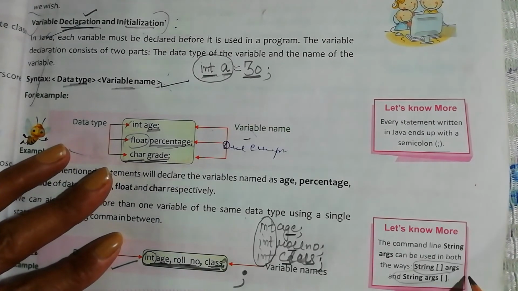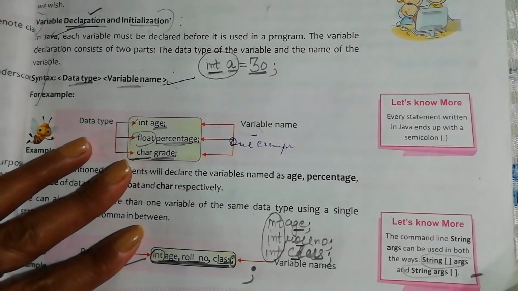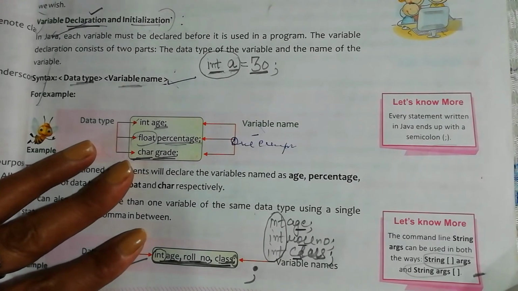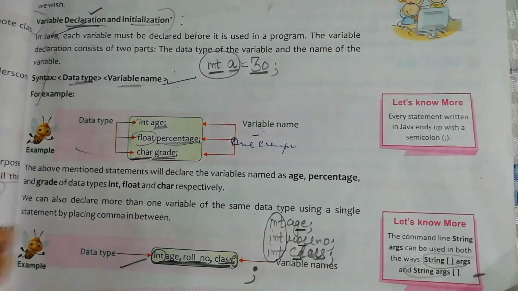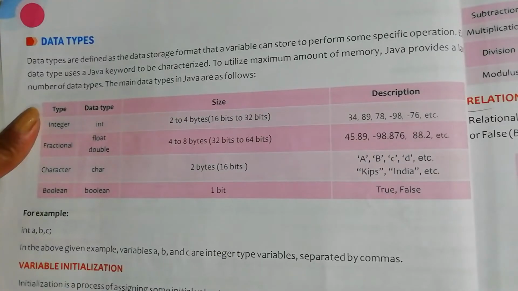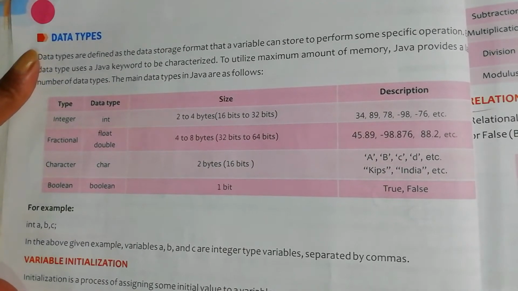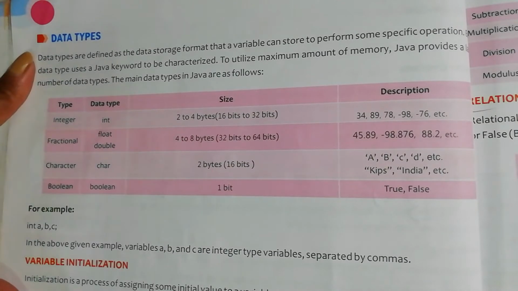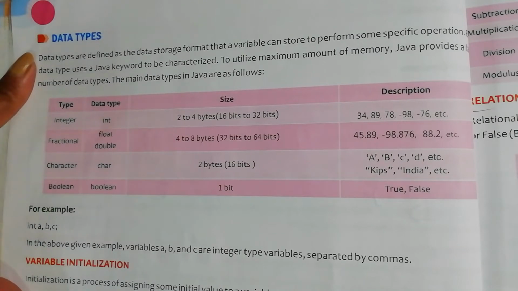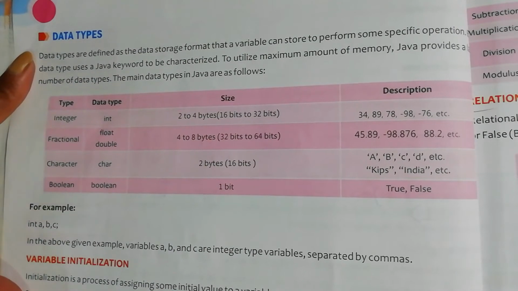Clear? So after this, the command line string arguments can be used in both ways, string and this. We will discuss this in later videos when we write Java programs. At that time it will be more clear to you. Clear? So our third topic of this chapter is data types.